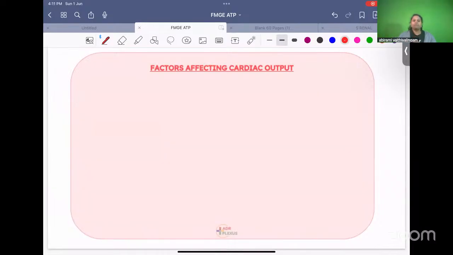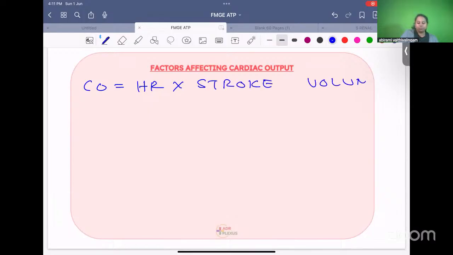Over to factors affecting cardiac output. Cardiac output is equal to heart rate into stroke volume. Heart rate into stroke volume. Heart rate. What are the factors which determine heart rate?